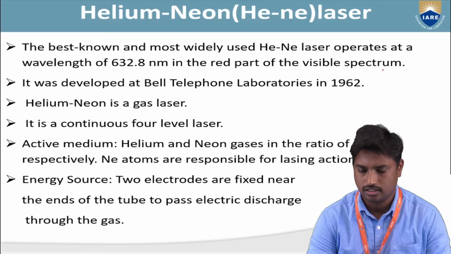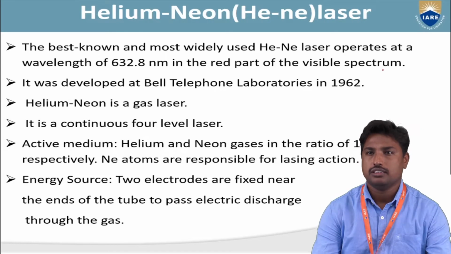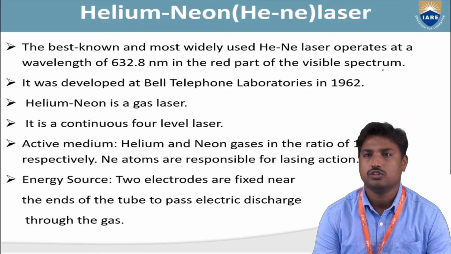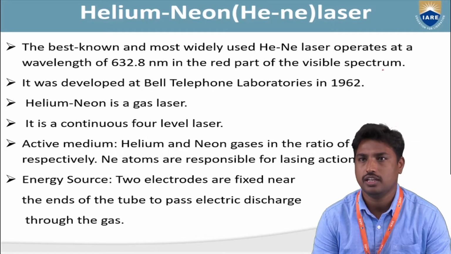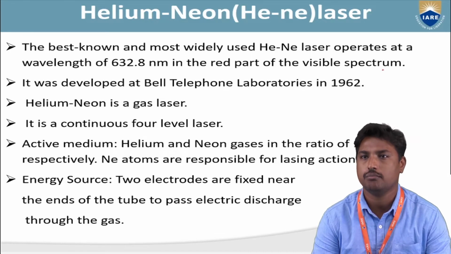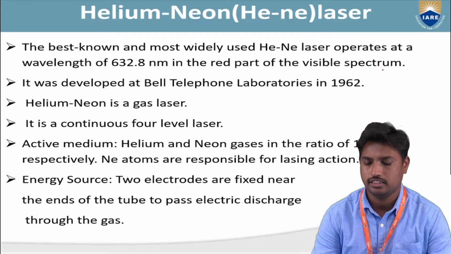It is an example of a 4-level scheme. The active medium is helium and neon gases in the ratio of 10:1 respectively. The tube is filled with helium and neon gases in the ratio of 10:1, and neon atoms are responsible for the lasing action. Here helium particles are used to excite the neon particles from the ground state to the excited state. That is the role of helium particles, and neon particles are responsible for lasing action. Energy source: 2 electrodes are fixed near the ends of the tube to pass the electric discharge through the gas, and this is the energy source.